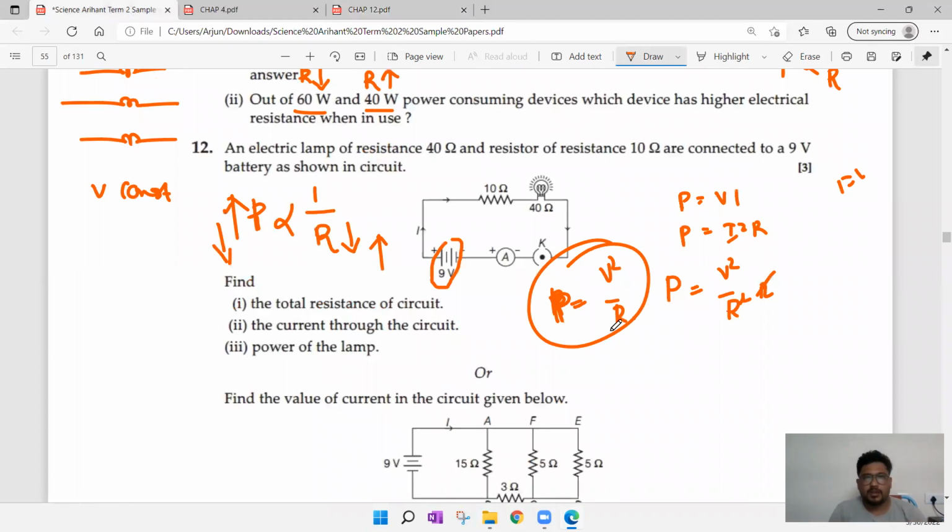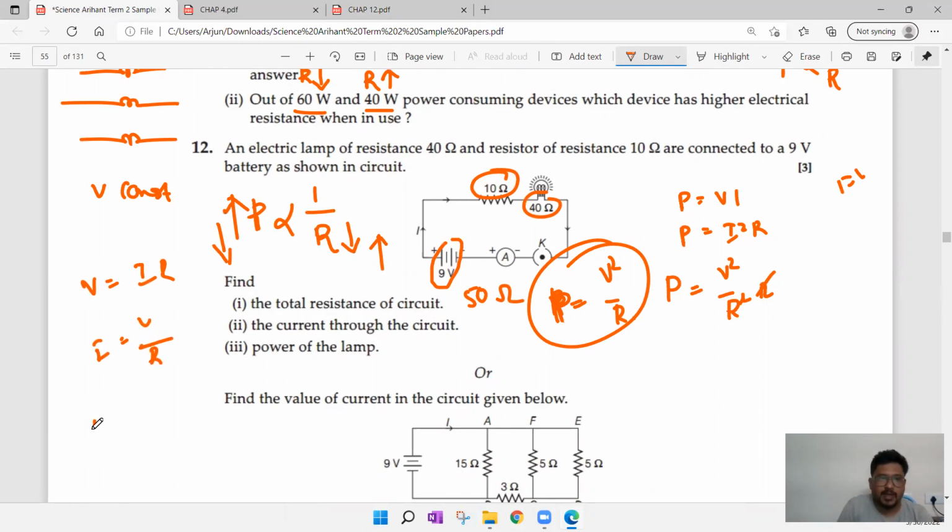Okay. Next. So the total resistance of the circuit. So how to go with total resistance? Add 10 and 40. The answer is 50 ohm. Next, the second one, total current. How to find total current? We know Ohm's law, V is equal to I into R, so I is equal to V by R. Okay, do it and tell me the answer.